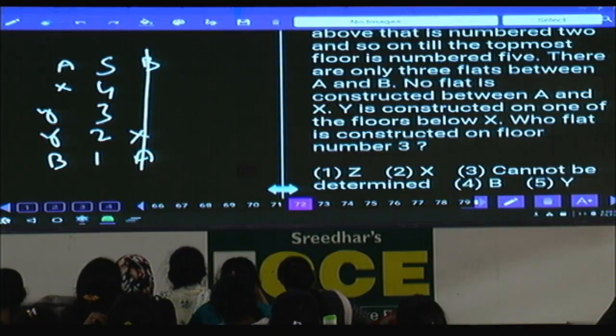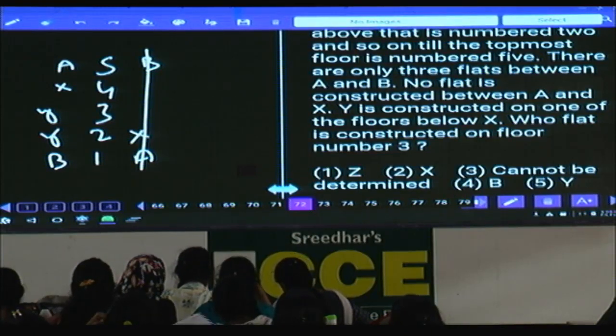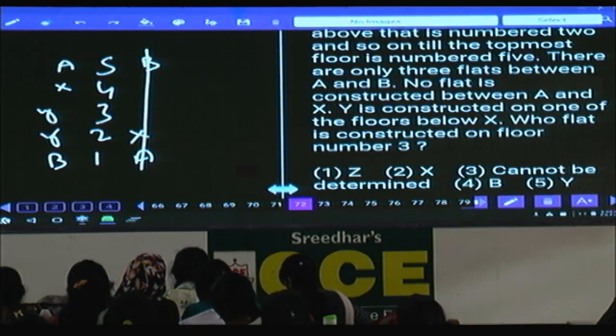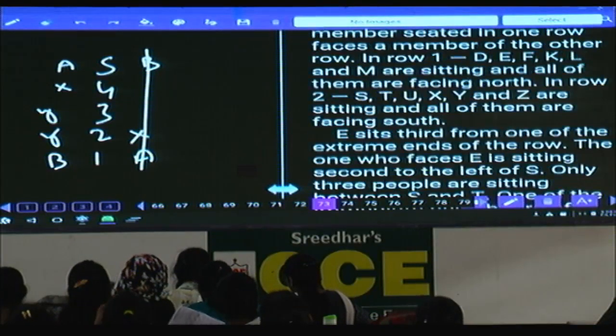And which flat is constructed on floor number 3? Floor number 3, either it could be Y or someone else. Hence, what is your answer? Cannot be determined, choice 3.